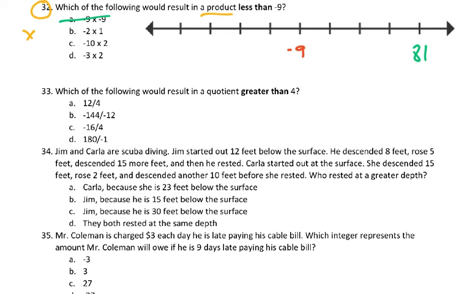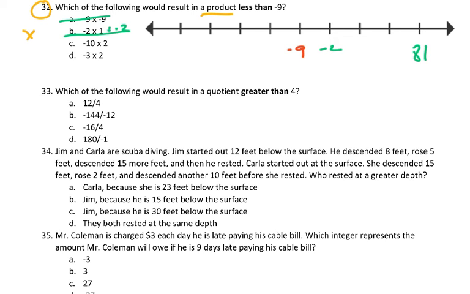B says -2 times 1. That equals -2. A -2 is over here. It's closer to 0. So it's on this side still. It's still on the right. So -2 is greater than -9. You'd rather owe me $2 than owe me $9. So it can't be B.